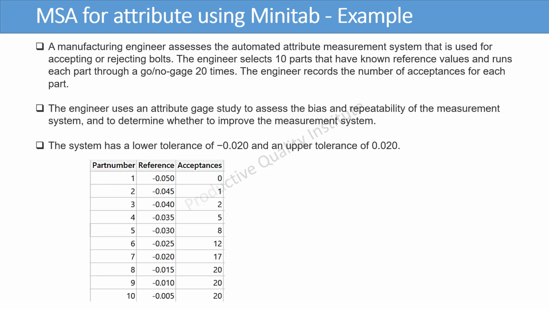The engineer uses an attribute gauge study to assess the bias and repeatability of the measurement system, and to determine whether to improve the measurement system. The system has a lower tolerance of -0.02 and an upper tolerance of 0.02.